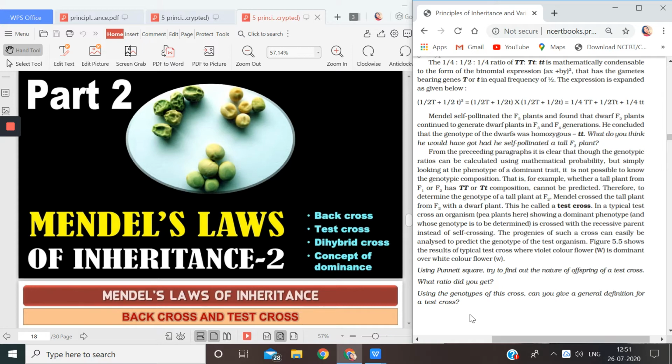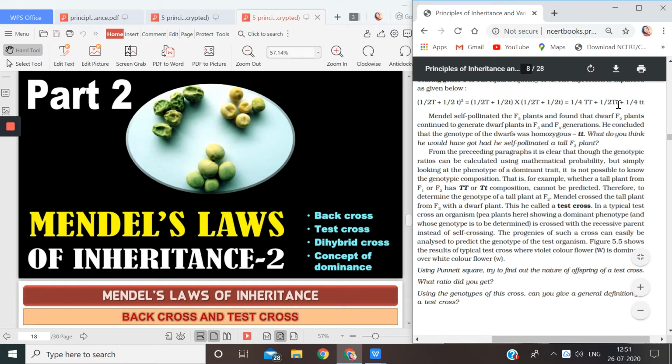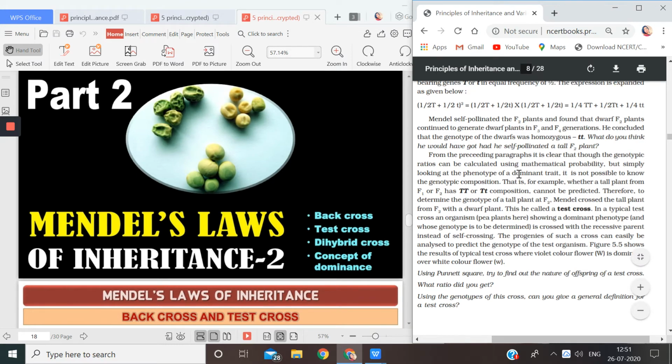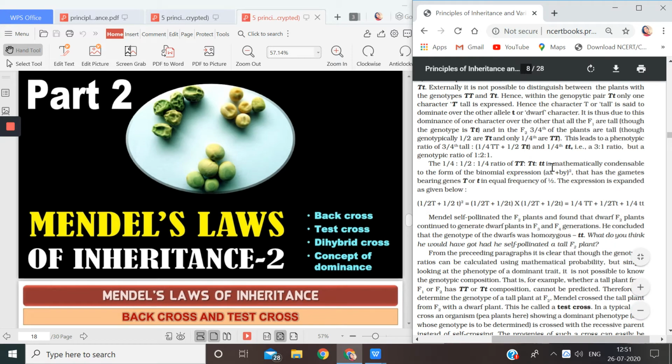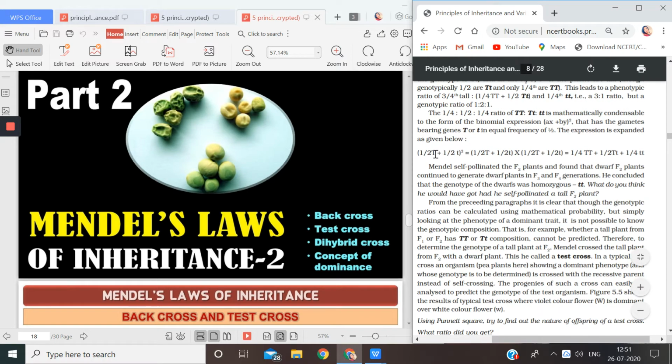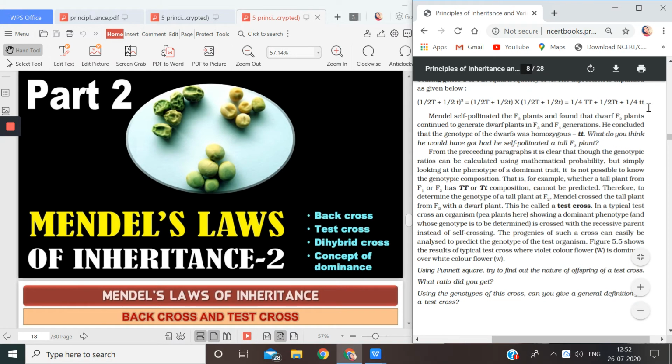So as you see here in this paragraph, from the preceding paragraphs, it is clear that though the genotypic ratios, now these are the genotypic ratio of F2 generation, and for phenotypic ratio, it is very easy to find out the phenotypic ratio, which is 9 is to 3 is to 3 is to 1. But for the F2 generation genotypic ratio, it's a big number, which they have shown here.